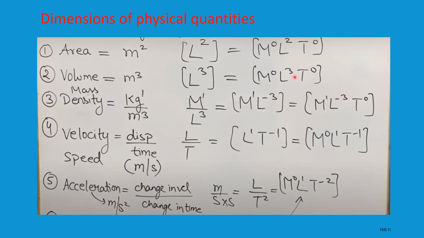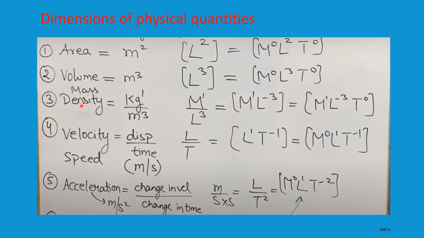Therefore, if we represent in terms of MLT, then dimension of volume in terms of M is 0. Then dimension of volume in terms of L is 3. Dimension of volume in terms of time is 0.